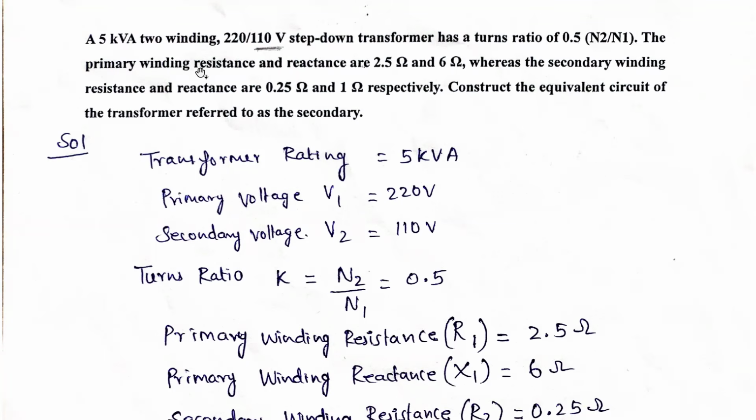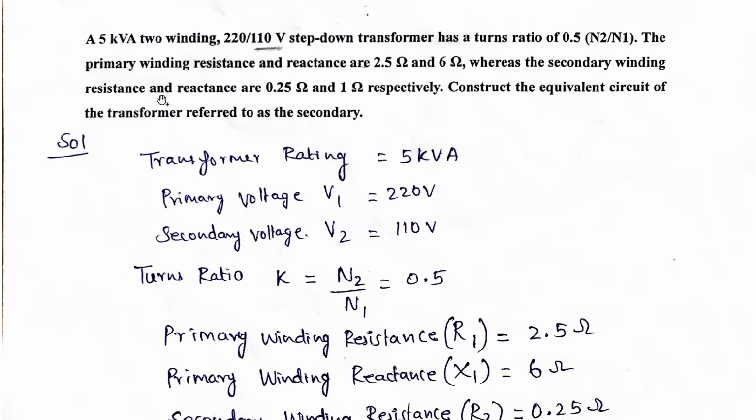And the primary winding resistance and reactance are 2.5 ohms and 6 ohms, whereas the secondary winding resistance and reactance are 0.25 ohms and 1 ohm respectively. Construct the equivalent circuit of the transformer referred to secondary.